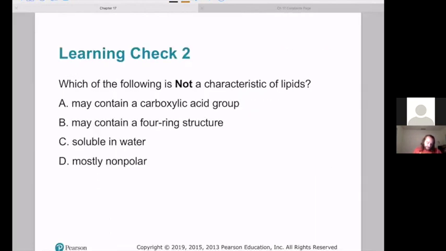Okay, and which of the following is not a characteristic of lipids? May contain a carboxylic acid group. Well, that would be a fatty acid, so that's going to be a lipid. May contain a four-ring structure. That's the steroids. Soluble in water. No, not going to be the case, right? So that is not a characteristic of lipids because they are mostly nonpolar.